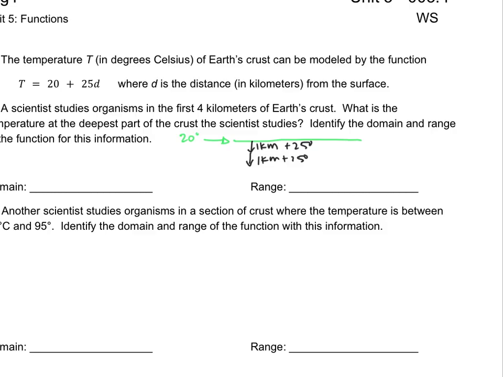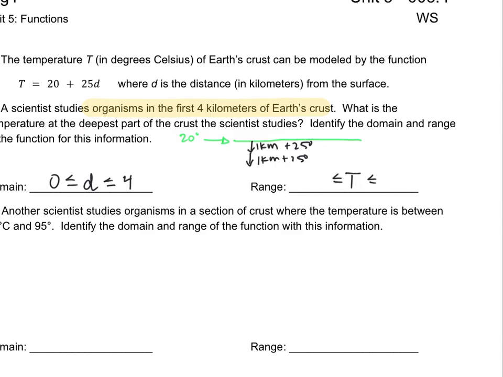So when it says that the scientist studies organisms within the first 4 kilometers of the Earth's crust, they're trying to tell me something about the distance. So they're saying that the highest distance that they would study organisms would be 4 kilometers, and the lowest distance would be 0. So if I were to look at this picture, the scientist is studying organisms between 0 and 4 kilometers. So then what we can figure out is what the temperatures would be within those distances.